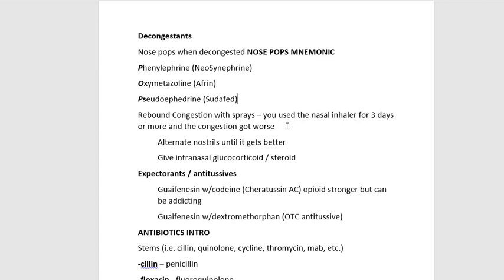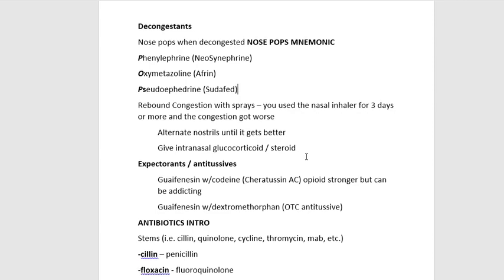A couple ways to take care of that is you could try to use alternate nostrils until it gets better, or you have to give an intranasal glucocorticoid or steroid to get rid of that inflammation. But we want to just avoid rebound congestion in the first place, so use the nasal inhaler for 3 days. If it doesn't work, maybe switch over to Sudafed.